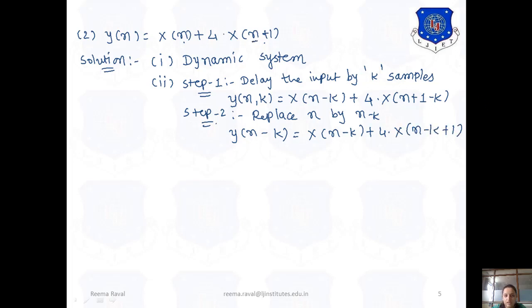So here I have replaced n with n minus k. Now step number 3 is to check these two steps, that means y of n comma k and y of n minus k are equal or not. So as you can see, x of n minus k and this term both are equal. So we can say that y of n comma k equals y of n minus k. So this system is a time invariant system.